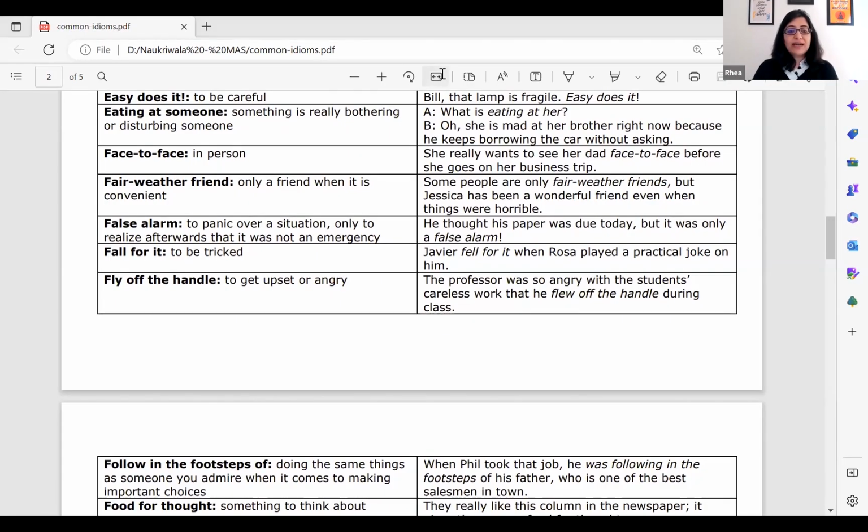It's been a long time. Let's meet face to face. That's a good one. And COVID taught us the importance of face to face, meeting people in person, which is face to face. Yeah.